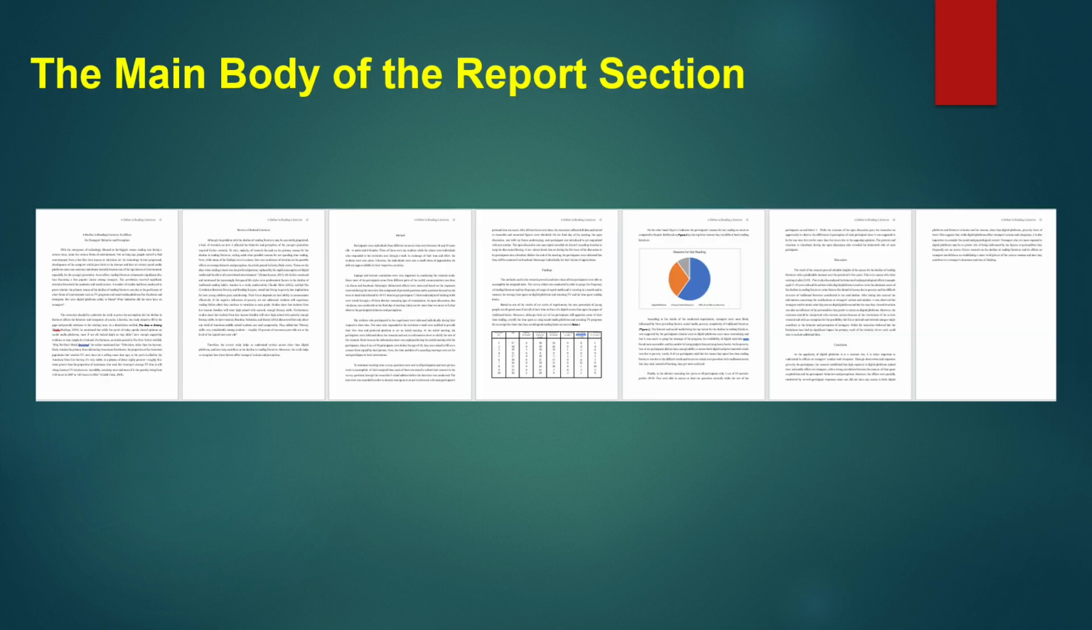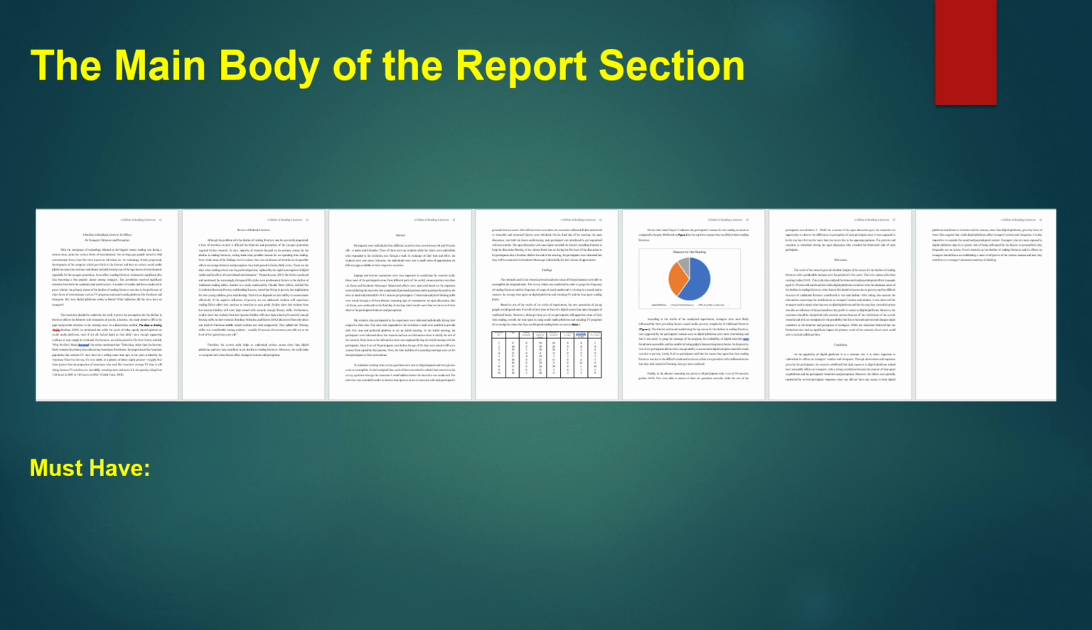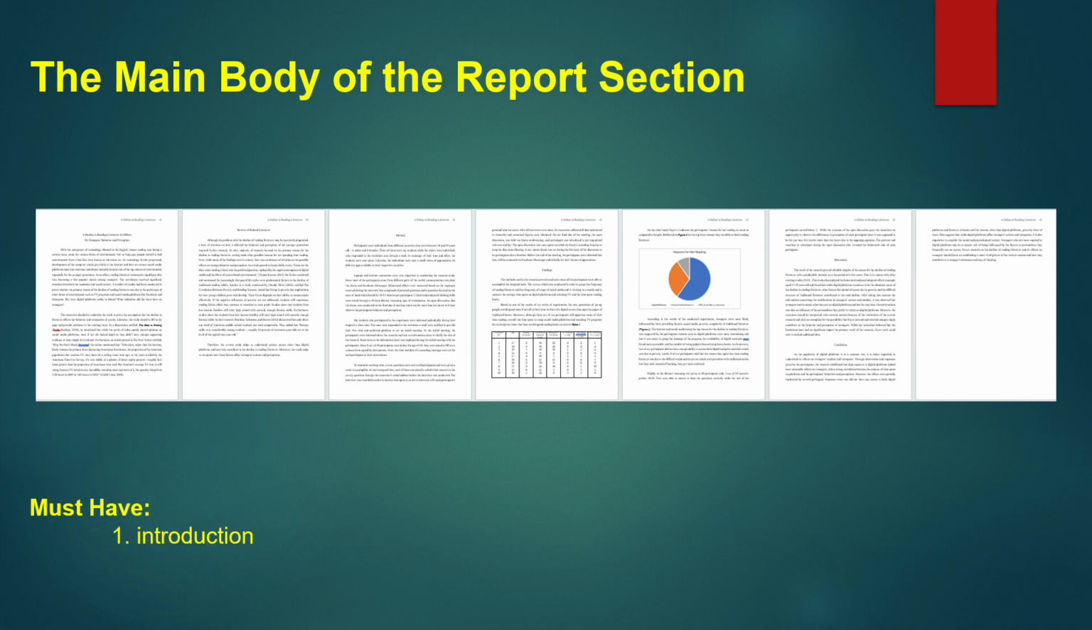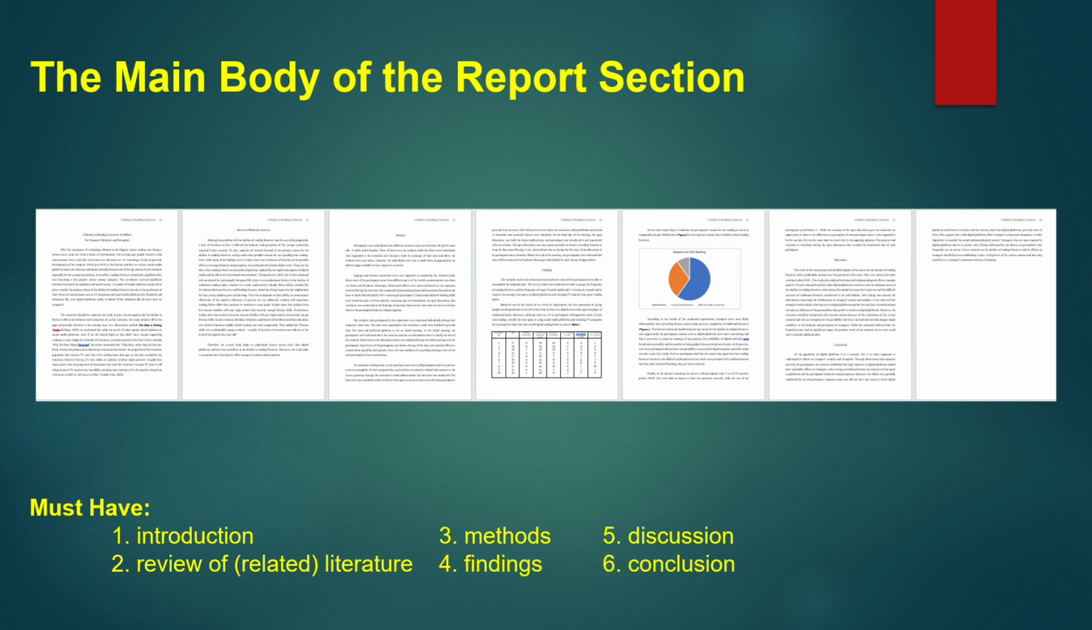And so, the main body of a research report section is like the meat of a sandwich. Here, you have to provide all the details related to your study. Now, in writing the body of your research, the following have to be included. The introduction. The review of literature, or sometimes called the review of related literature. The account of investigation, or better known as methods. The findings or results. The discussion part. And the conclusion.